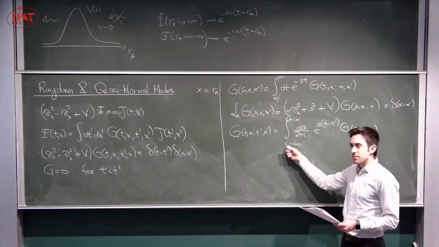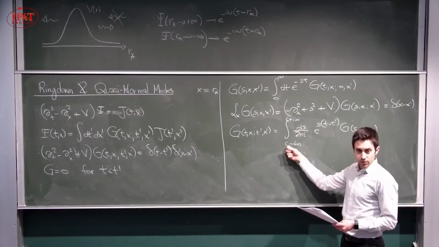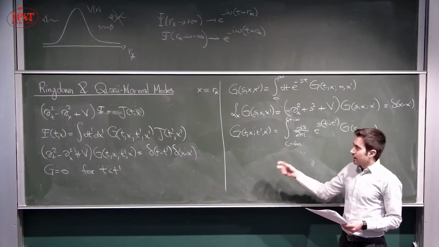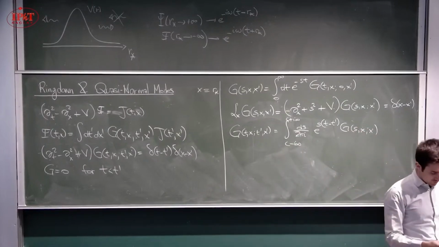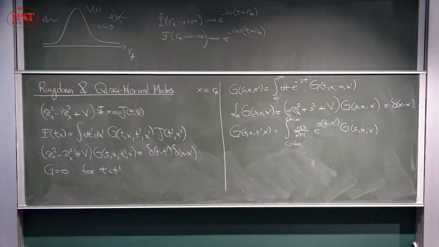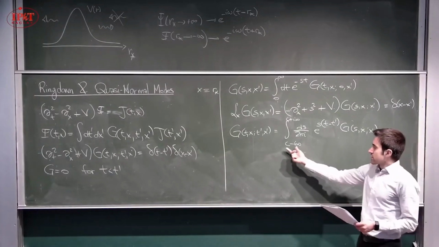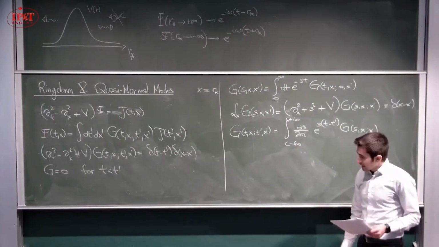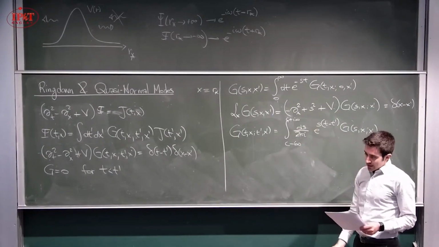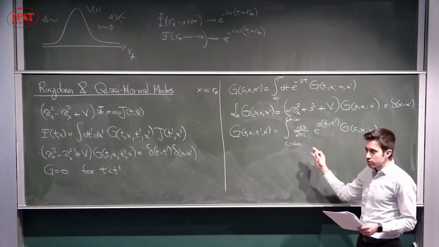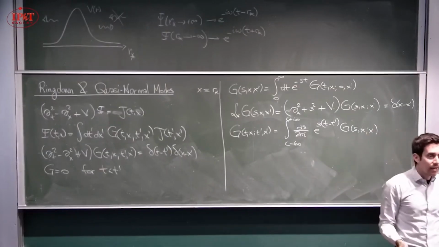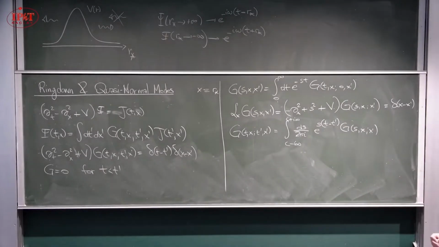This c is a positive real number. In the end, the result is independent of this c because of holomorphy of G. In other words, instead of integrating along the imaginary axis, we are translating it in such a way that all poles of the Green's function lie on the left side.